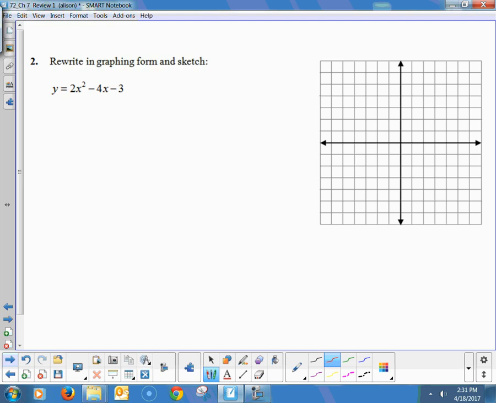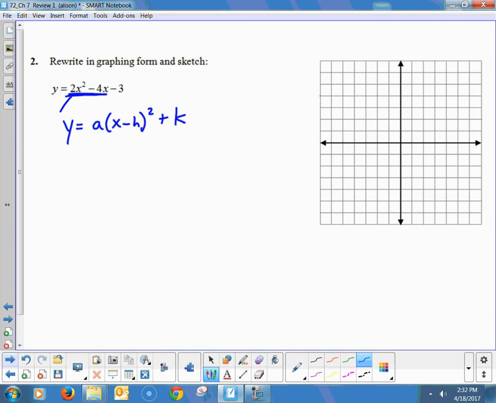Moving on to number 2. Rewrite this in graphing form and sketch it. Well, I look at this equation and I think it's going to be a parabola. Parabolas look like y equals a, parentheses, x minus h squared, plus k when they're in graphing form. And so I need to complete the square.